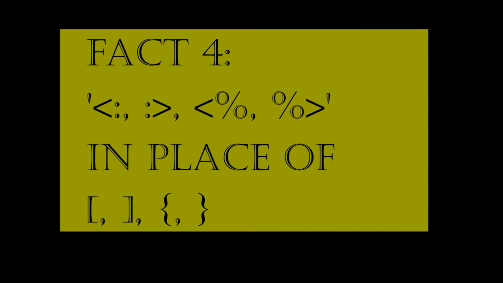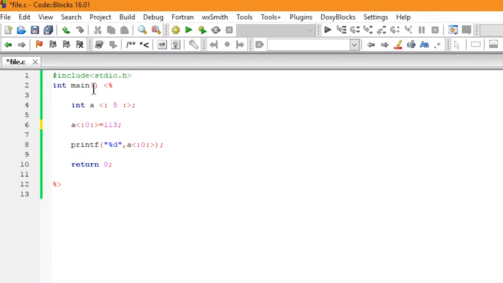Fact 4. These symbols can be used in place of square brackets and curly brackets. So I will show you with an example. In olden days, when curly brackets and square brackets were not in use yet, the programmers used to use semicolon and greater than symbols instead of the brackets.